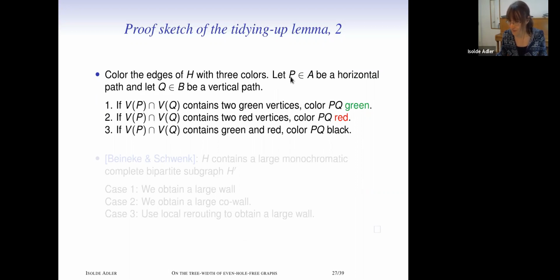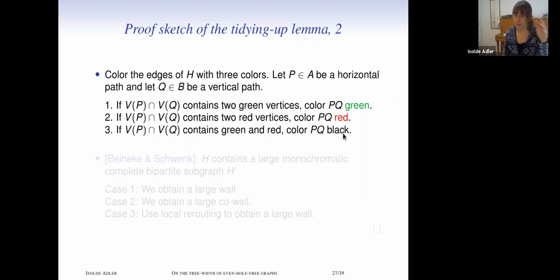So if P is a horizontal path and Q is a vertical path, if their intersection contains two green vertices, we color the edge from P to Q green. If their intersection contains two red vertices, we color their edge red. If their intersection contains a mix of both, green and red, we color the edge black.